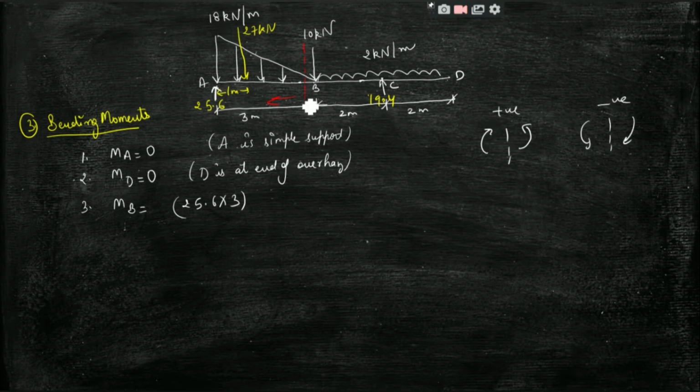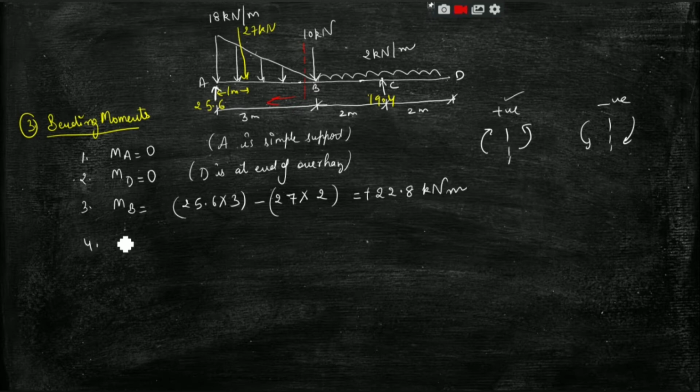So this is a clockwise moment, so clockwise on the left hand side is taken positive. Minus 27 into 2, because this will be anti-clockwise, so we will get positive 22.8 kilonewton meter.